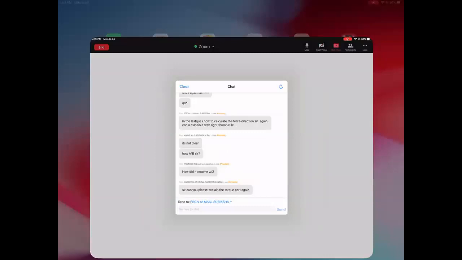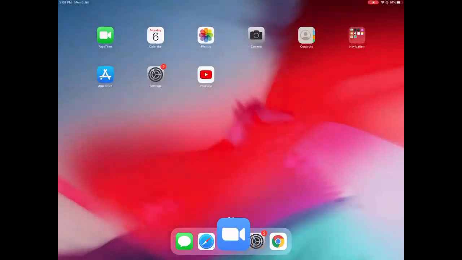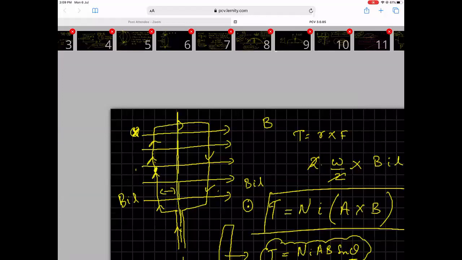R is the distance of the point of application of the force from the axis of rotation. So if this full thing is W, this much is W by 2. That is why it became W by 2.